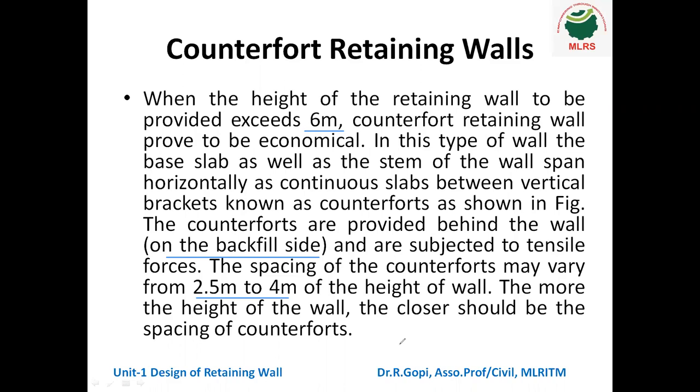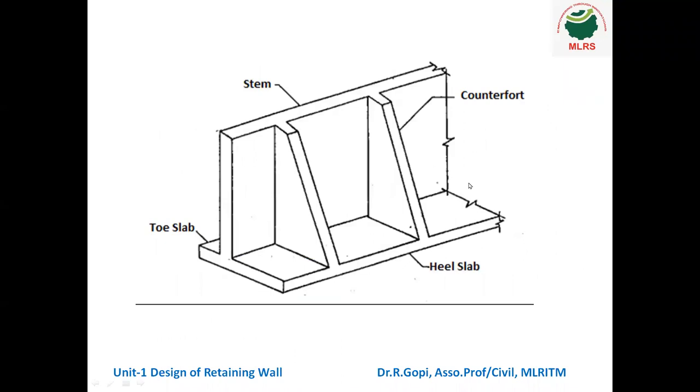Because if you increase the height of the stem, the stability will be subjected to failure. Enough stability is not there. So to increase the stability of the stem, we must provide the counterforts with lesser spacing, that means closer spacing. That is the major thing. This is the counterfort type retaining wall.